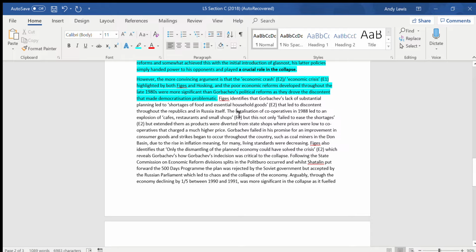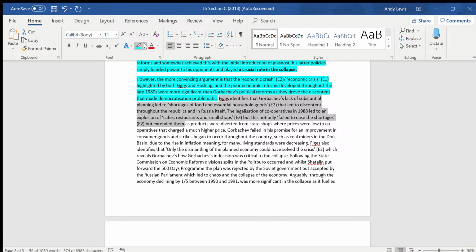So Feiges identifies that Gorbachev's lack of substantial planning led to shortages of food and essential household goods that led to discontent throughout the republics and Russia itself. The legislation of cooperatives in 1988 led to an explosion of cafes, restaurants, shops, but this not only failed to ease shortages, but extended them.